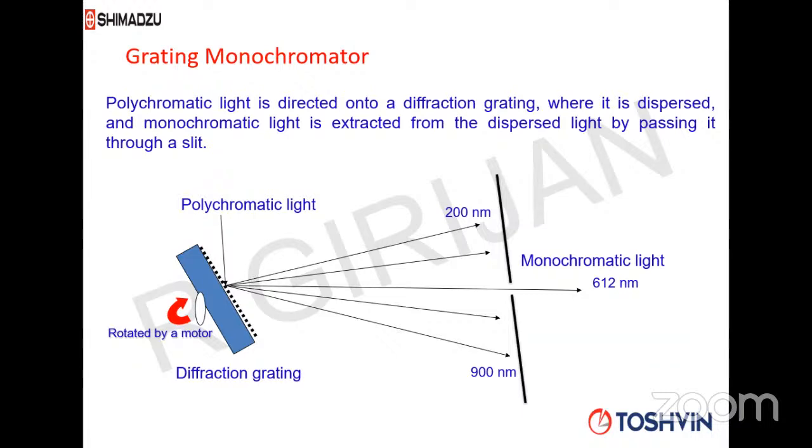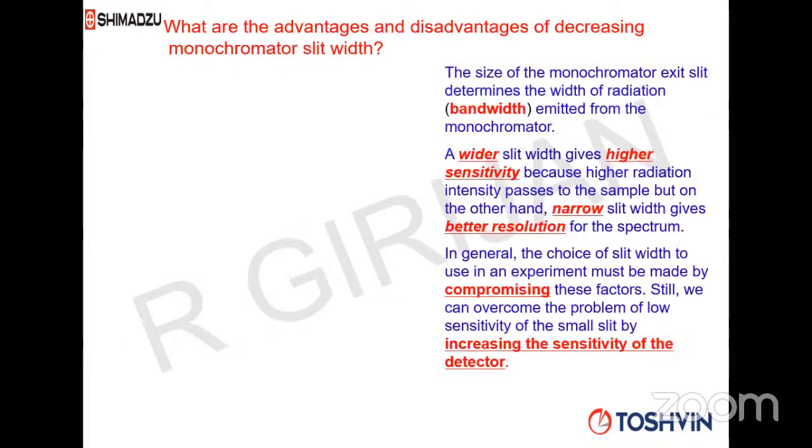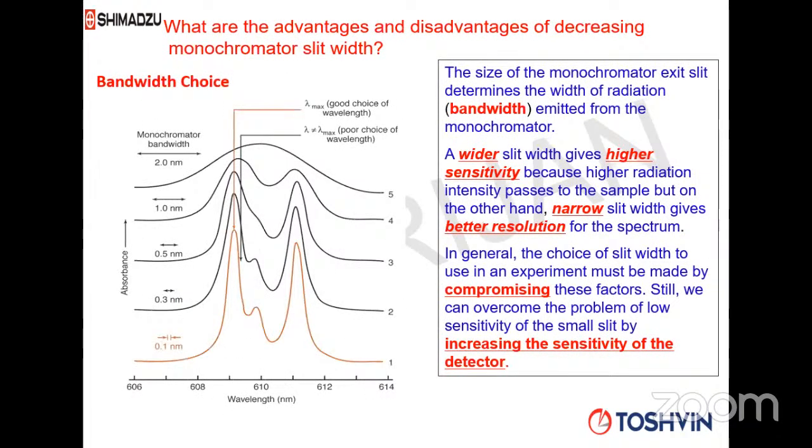Suppose if you change the wavelength, instead of 612, suppose you say I want 290. 290 nanometer is my wavelength required, the grating will again rotate and go to a certain position when only 290 nanometer wavelength will come out of the slit. So that is how the grating monochromator is selecting a monochromatic light from an incoming polychromatic light. Okay.